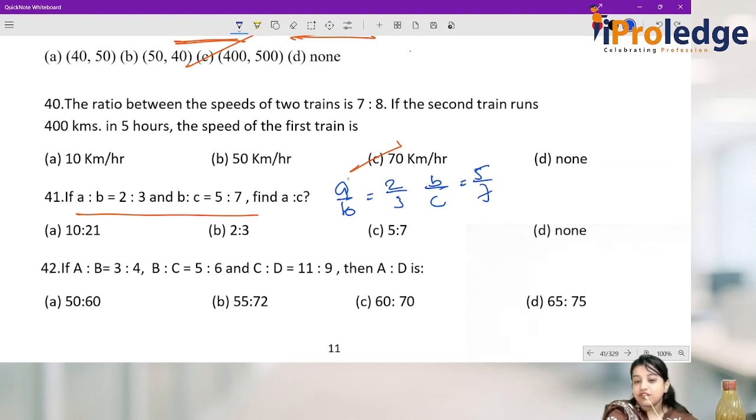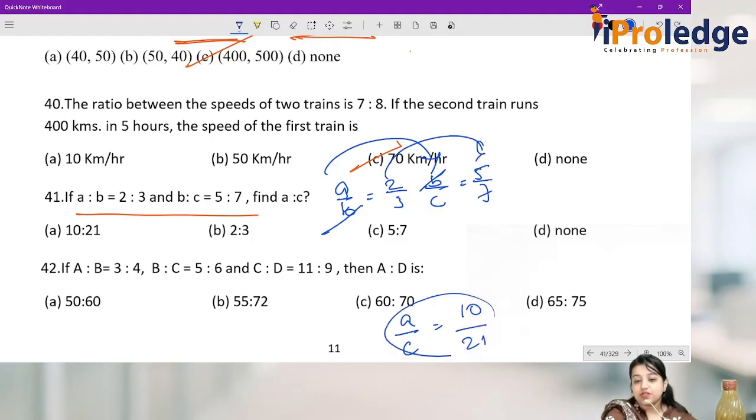If we multiply 1 and 2, B and B get cancelled. What remains is A and C. Multiply these two: 5 2s are 10, 7 3s are 21. A and C will be 10 is to 21. Got it? Okay, done with the first 40 questions. It's enough in ratios. We'll move on to the proportion.